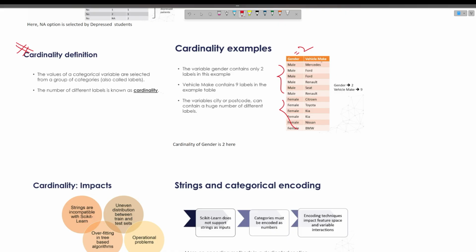Here for vehicle make, you can see it is made by Mercedes, Ford, Renault, Seat, and so on. So here you can see one, then 2, 3, 4, 5, 6, 7, 8, 9. Okay, so we have vehicles made by 9 different organizations, right? So the cardinality of the vehicle make variable or label is 9. That's it, simple as that.